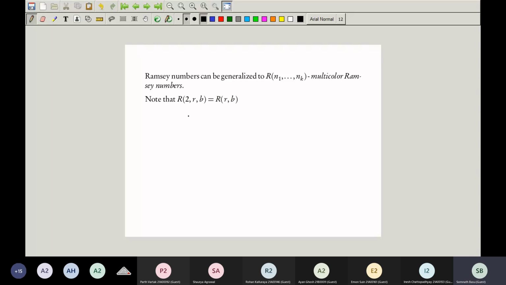So you can do it with 3, for example. You can ask what is R(2, R, B). Here the 2 is associated to the color green, and R stands for red and B stands for blue. So I am asking whether there's a complete graph of size B colored blue, or a complete graph of size R colored red, or a complete graph of size 2 colored green. And I'm saying that R(2, R, B) is simply R(R, B). Can you see why?